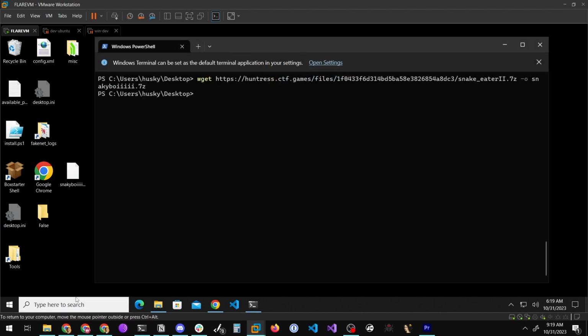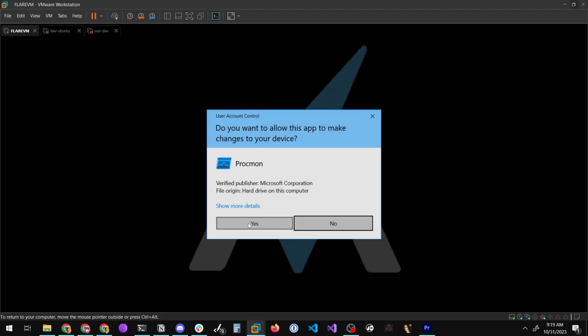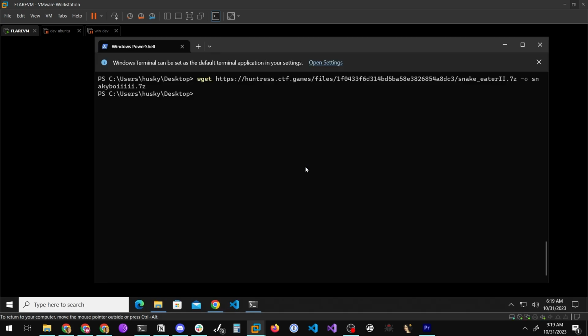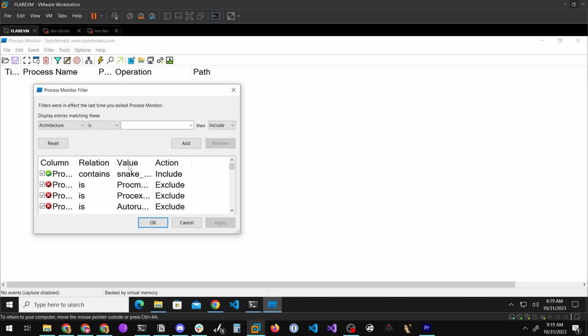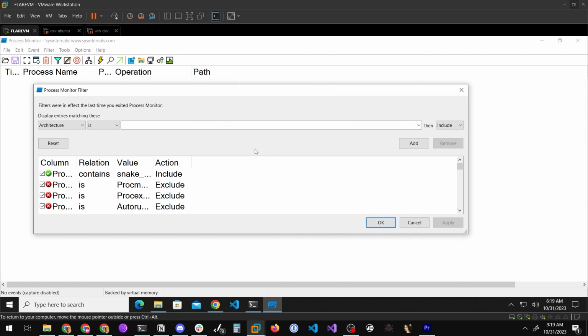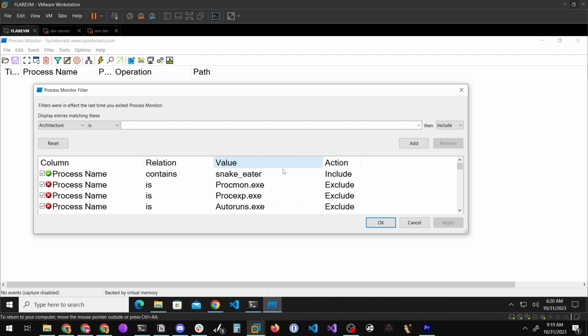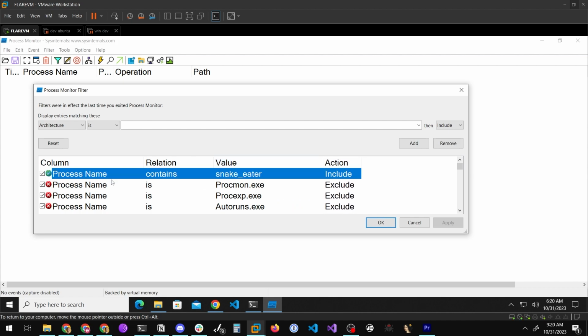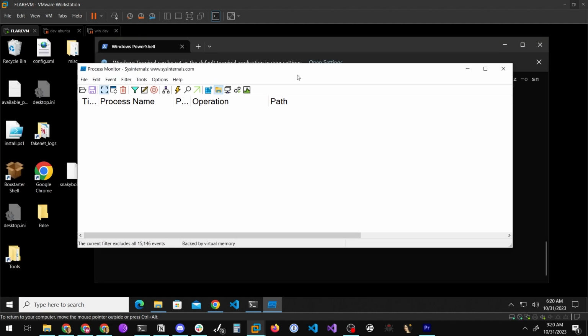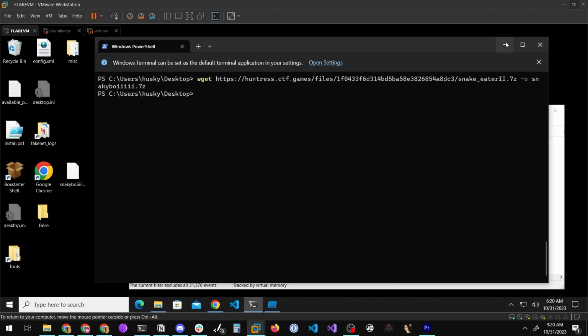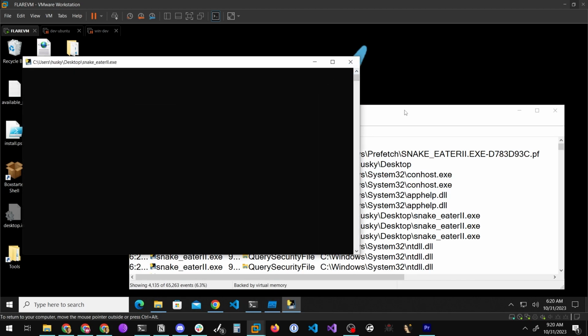So let's approach Snake Eater 2 the same way that we approached Snake Eater 1. In other words, let's break out procmon and study the malware dynamically to identify the file writes that it's doing to the operating system. In procmon, as always, we're going to rely on our filters, so the filter I used for Snake Eater 1 is actually still going to work here. So process name contains Snake Eater. Let's include that. And then we go ahead and execute our Snake Eater 2 binary.